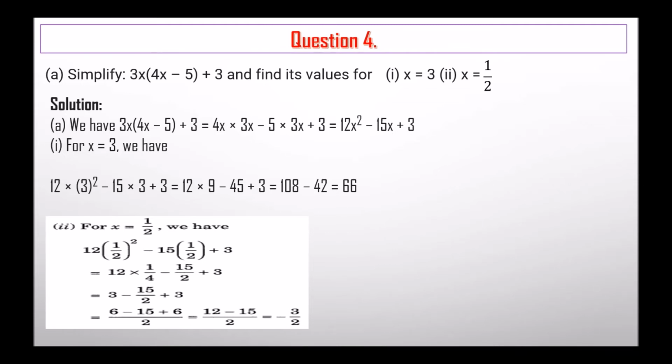Second, we have to put the half. So 12(1/2)² − 15(1/2) + 3. So half squared is 1/4. So 12 × 1/4 − 15/2 + 3. We can cut the 4 and 12. So 3 − 15/2 + 3. So (6 − 15 + 6)/2. So (12 − 15)/2, that is −3/2.